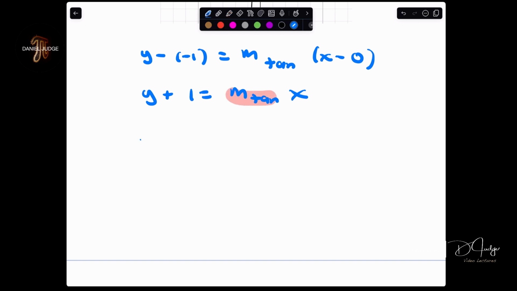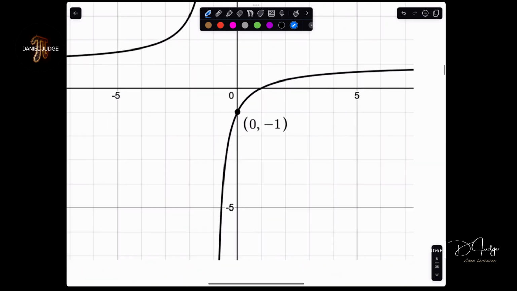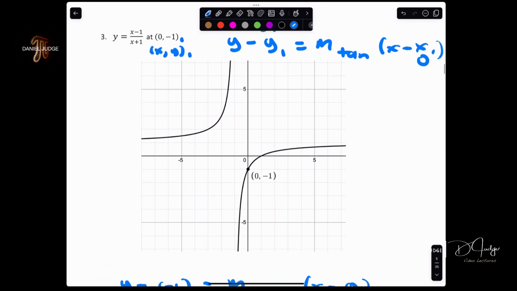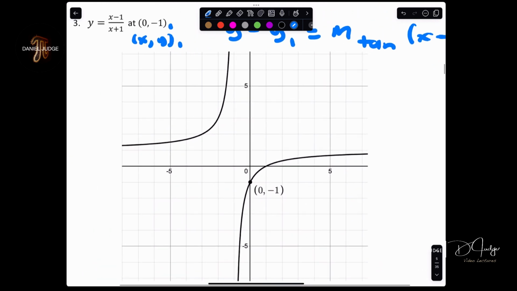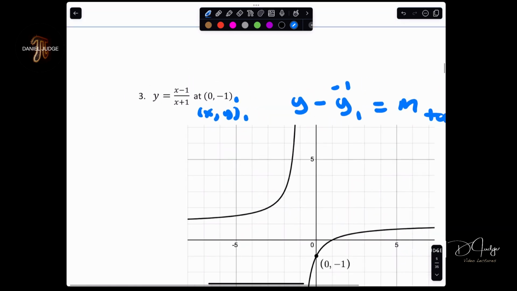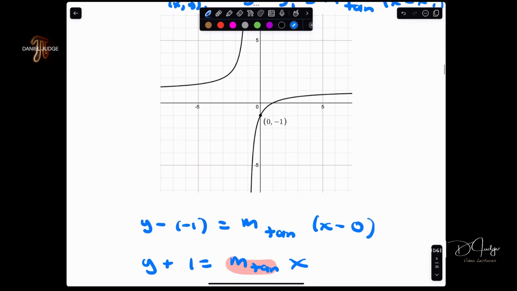Let's keep it in blue. M tangent is the first derivative evaluated at x equals 0, because that's the x coordinate at this particular point. But this time we have a rational function to differentiate, which means we're going to have to use the quotient rule.